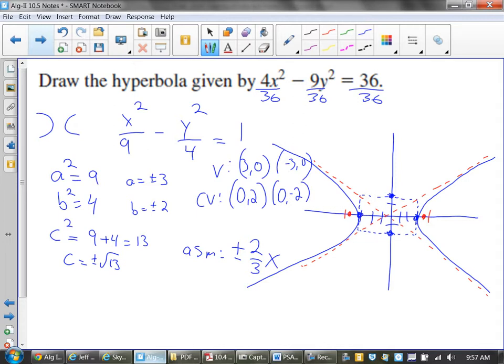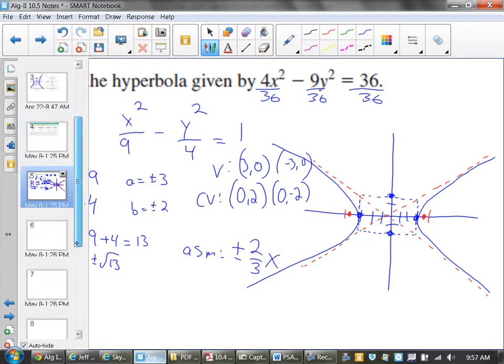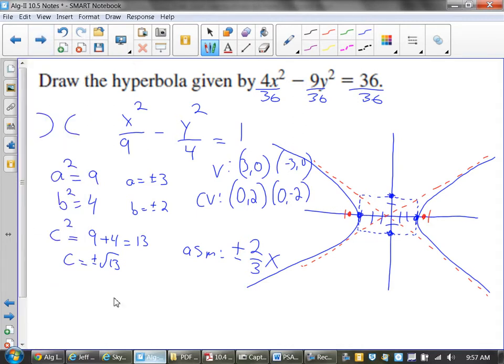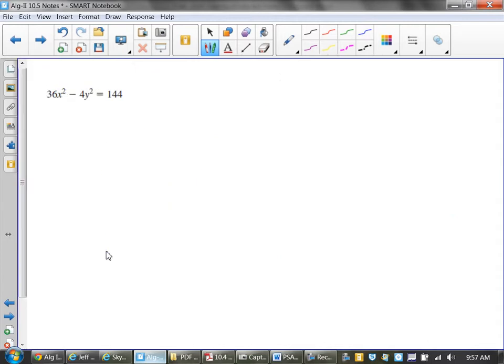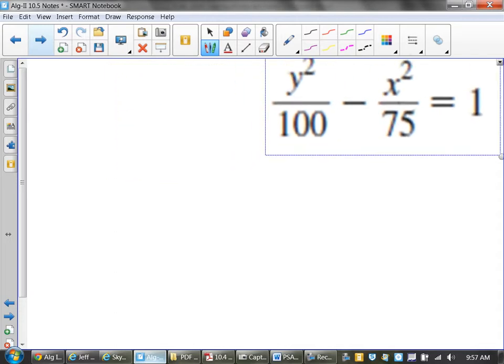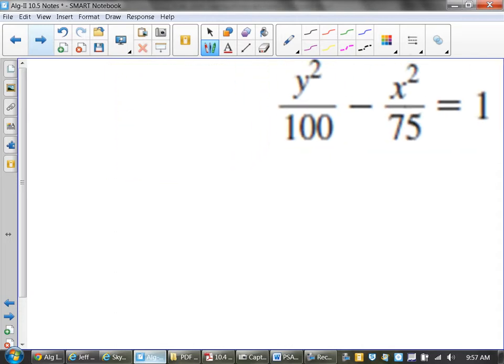Let's try it out. Oh, 2/3, remember, the equation of the line for the asymptotes, if it's going left and right, is always going to be plus or minus b over a. If it was going up and down, it would be plus or minus a over b. Try it out.